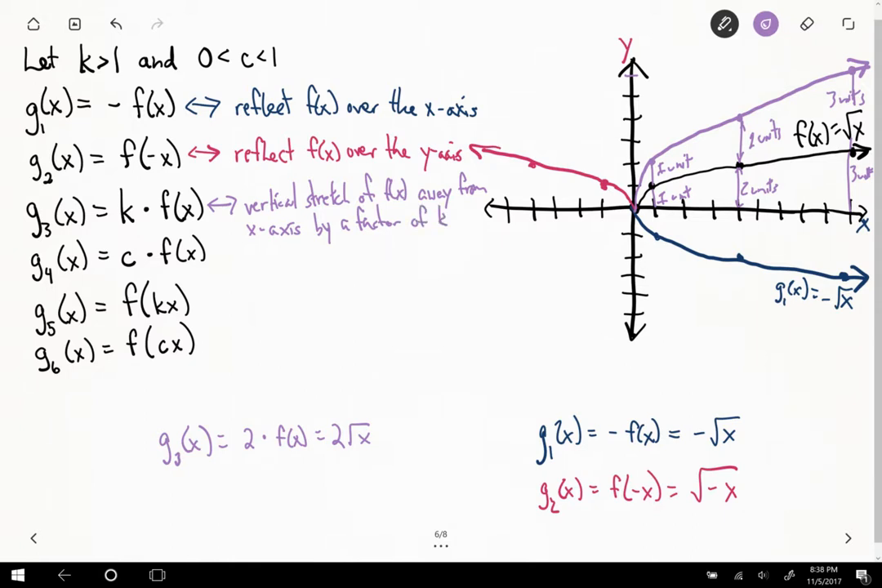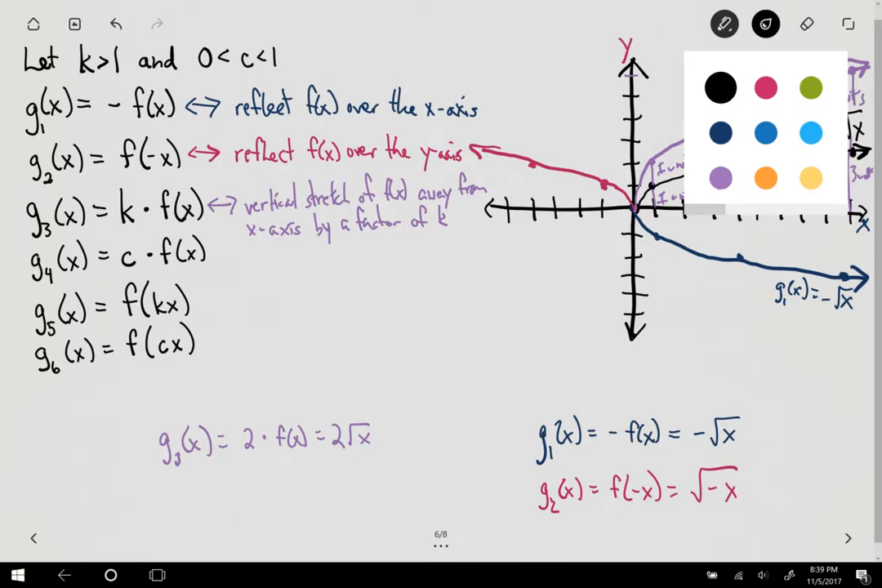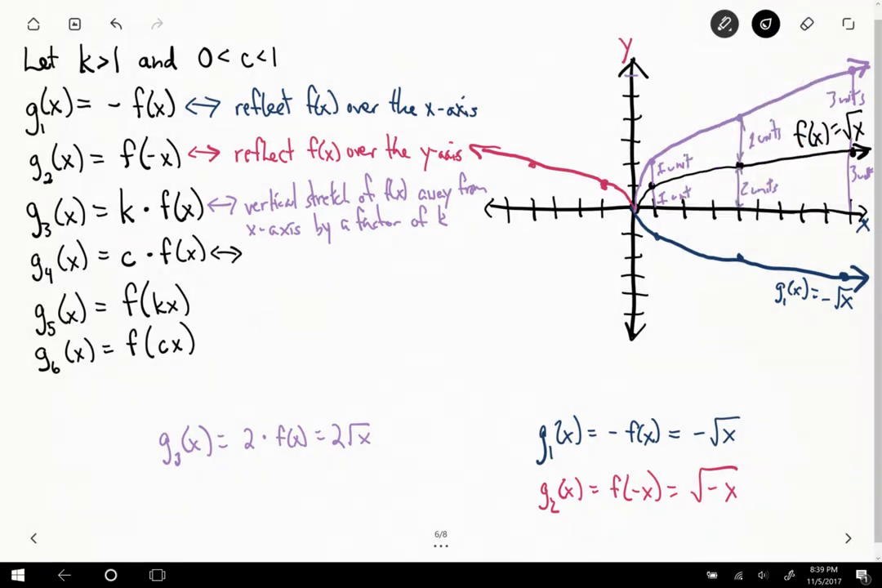In a similar manner, I'll put it without showing you the graph. You can try this on here. If we had this value be, say, 1/2, notice it's going to go in the other direction towards the x-axis. And so what we call that is a vertical compression.